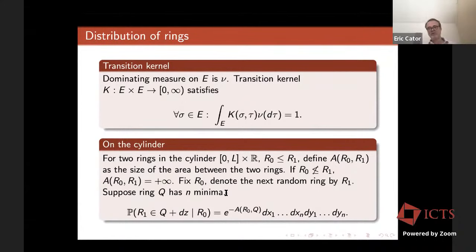Now, I fix R0 and I'm interested, what is the density of this new R1? Okay, what is, for example, the probability that I will end up near Q, some ring Q with R1? So I fix a ring Q and I have n minima and I move these minima around a little bit. So I have little blocks around these minima. And I'm wondering, what is the probability of my new ring R1 being close to this Q, within these blocks around the minima?